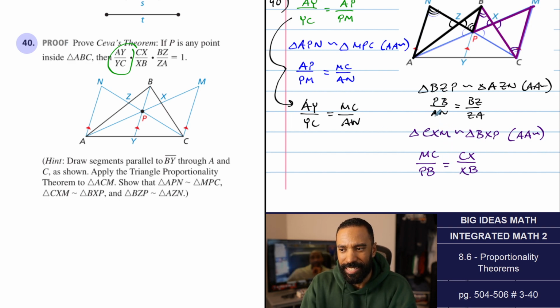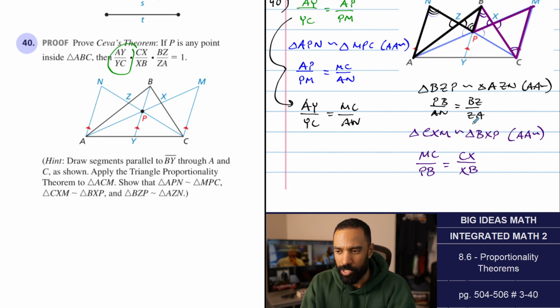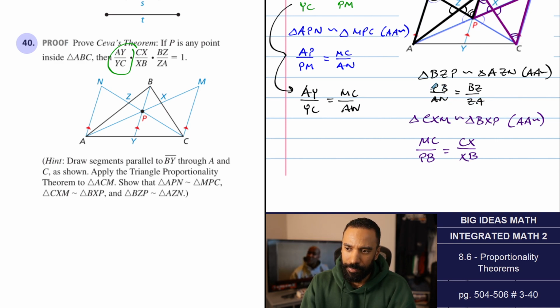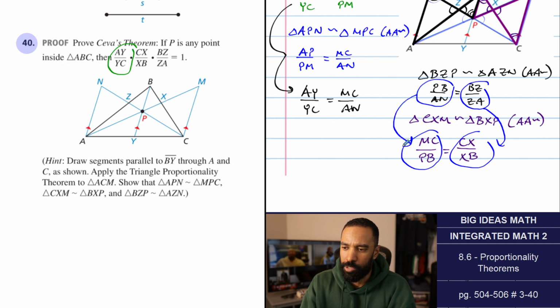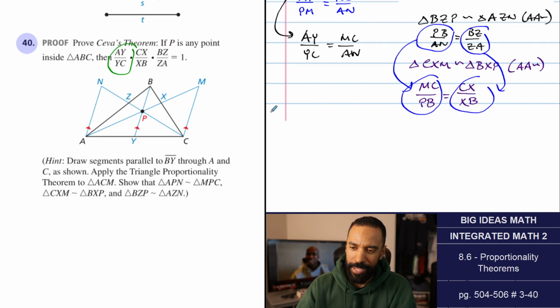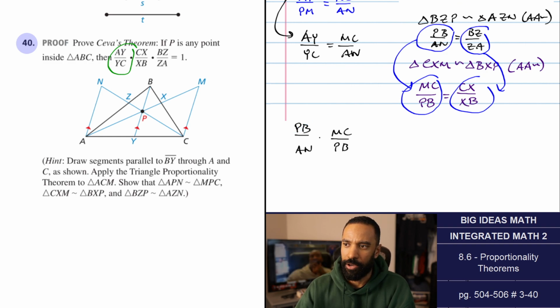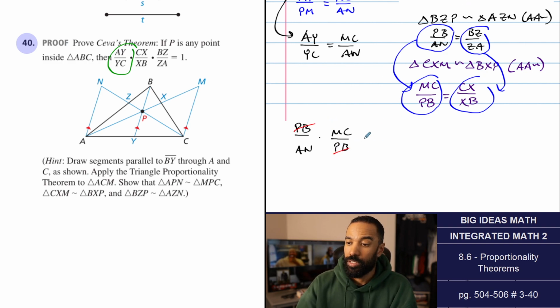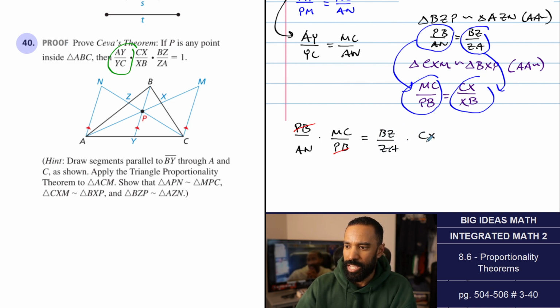If I multiply these together, if that makes sense, these equal each other in such a way that if I marry these two, if I multiply both sides by this here and this here into that, so multiply and multiply, what I get, fortunately for myself, is PB over AN times MC over PB. This is where these cancel out. These are gone. Equals BZ over ZA times CX over XB.